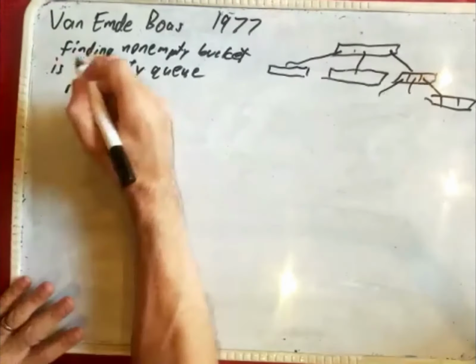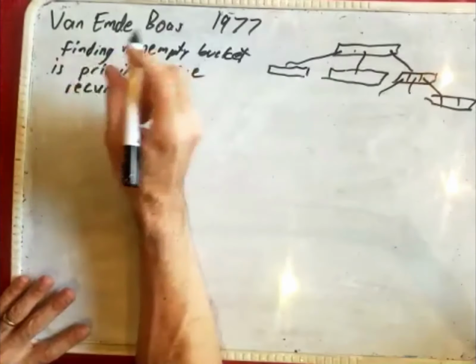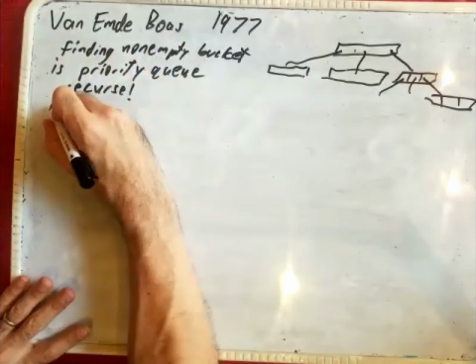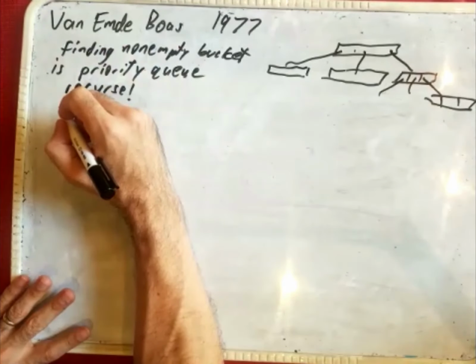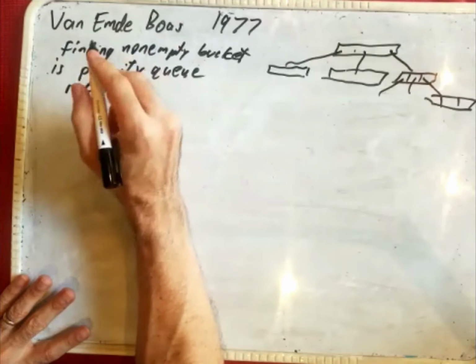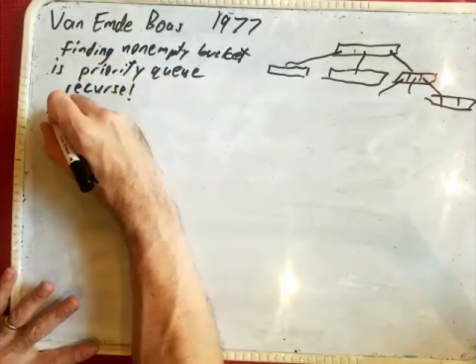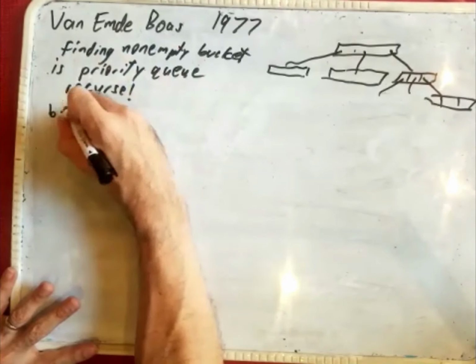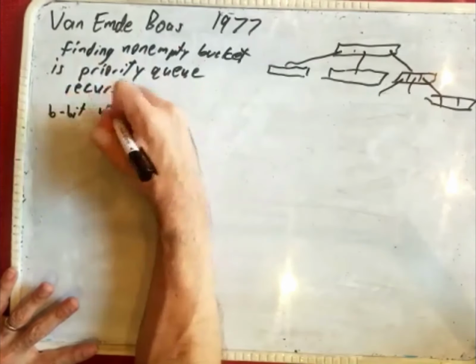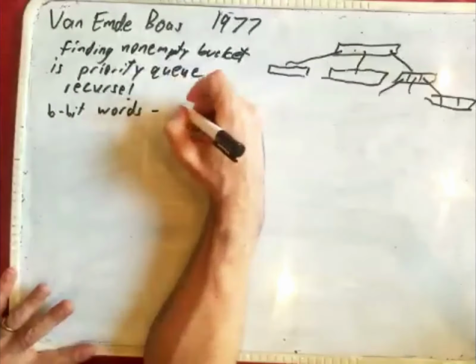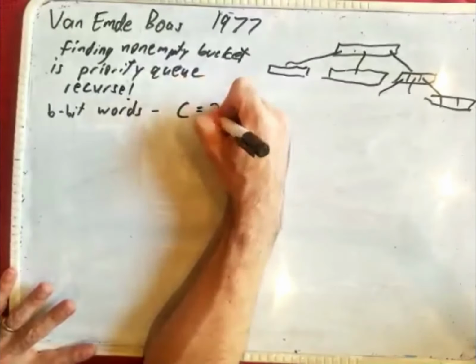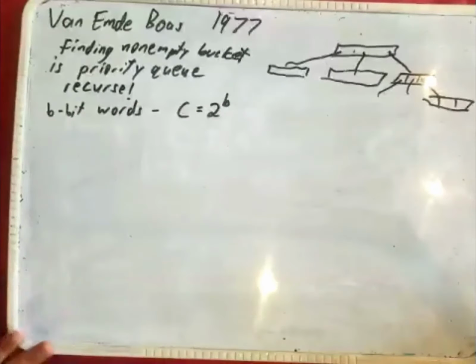So to talk about Van Emde Boas, I'm going to slightly change my vocabulary. Instead of talking about the maximum integer value, I'm going to talk about B-bit words, and you'll see why in a minute. So this is basically saying that the value C that we want to work with is 2 to the B.